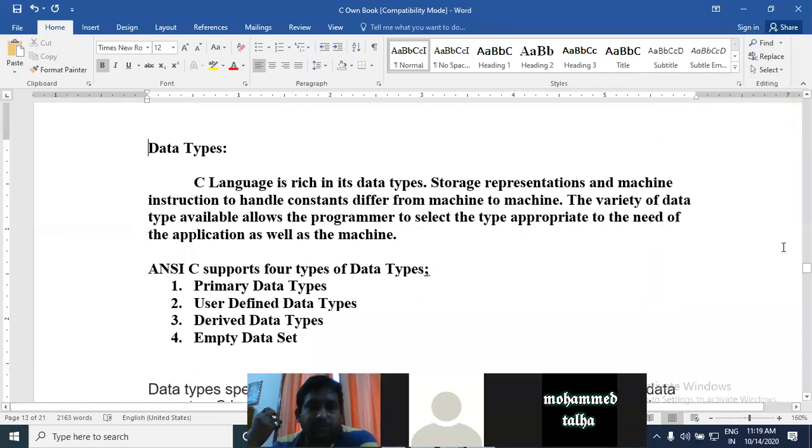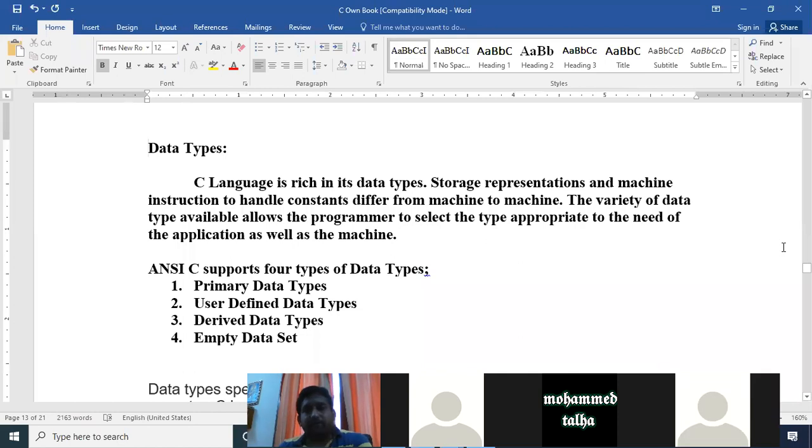The C programming language is rich in its data types, storage representation, and machine instructions to handle constants, which differ from machine to machine. The variety of data types available allows the programmer to select the types appropriate to the needs of the application as well as the machine. So a data type is a syntax which is useful for different kinds of programs which we have to prepare in the next unit, right?